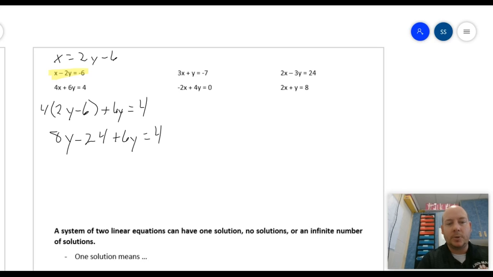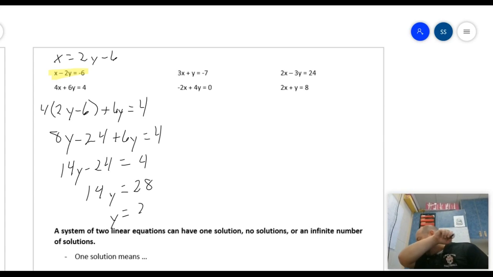Right, combine like terms, 8y and 6y make 14y minus 24 equals 4. Right, I'm going to add 24 to both sides, so 14y is 28. Divide both by 14, y is equal to 2. Okay, I get y is equal to 2.